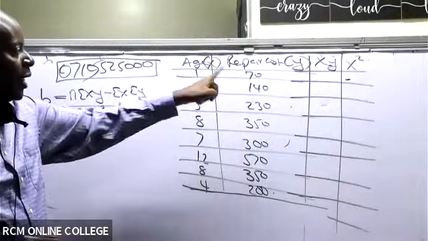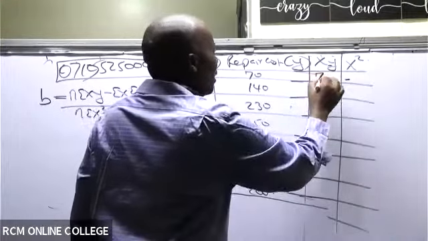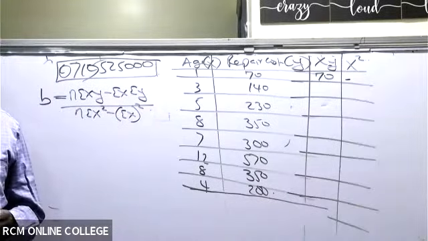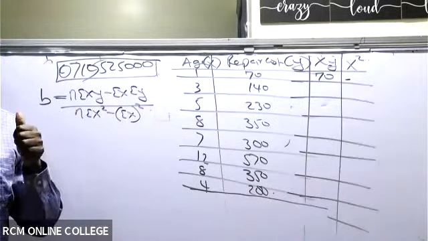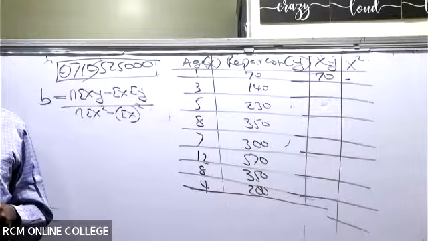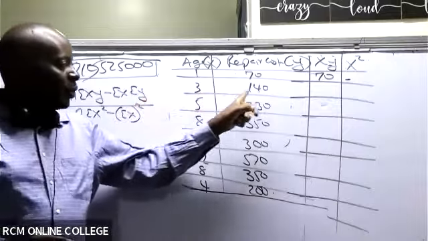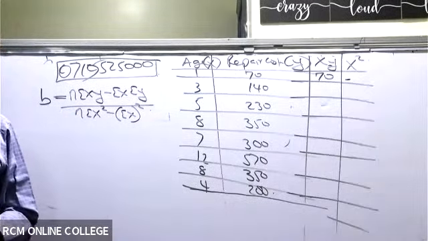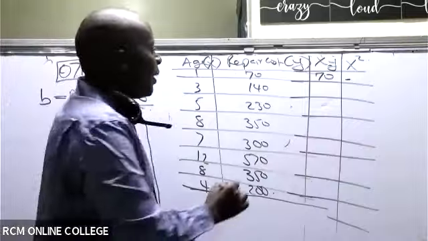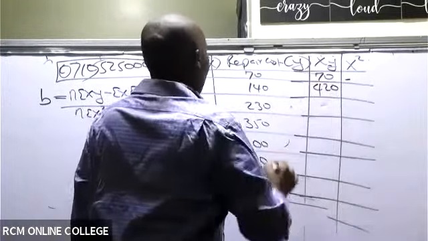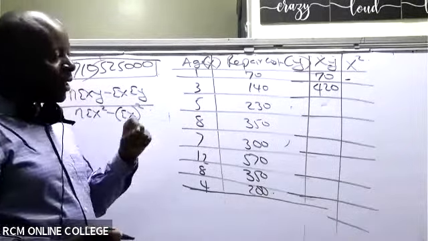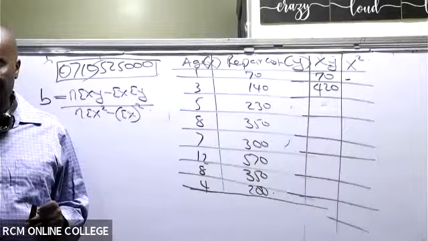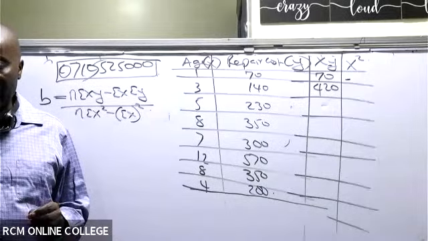So 1 times 70 gives me 70. How about 3 times 140? Can somebody give me 3 times 140? You guys must give me these values. So that gives me what figure? Chitechi Laura, 420. Thank you so much. 420. And then we have here 5 times 230.